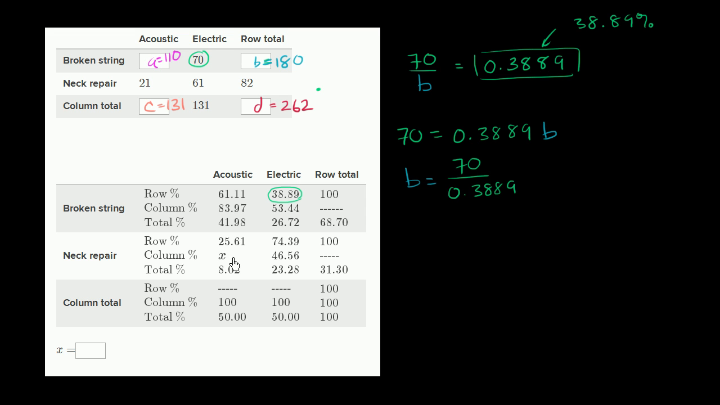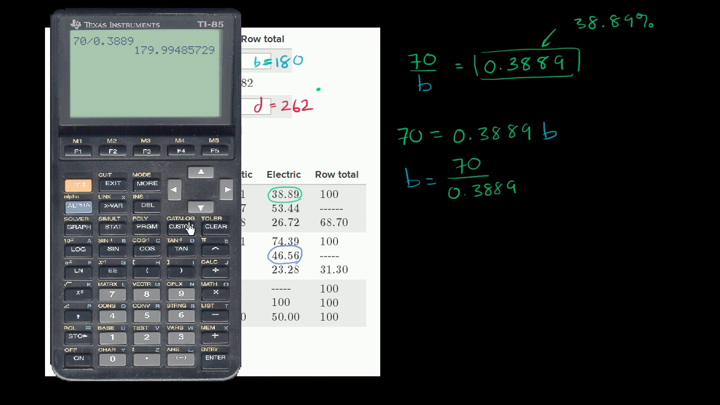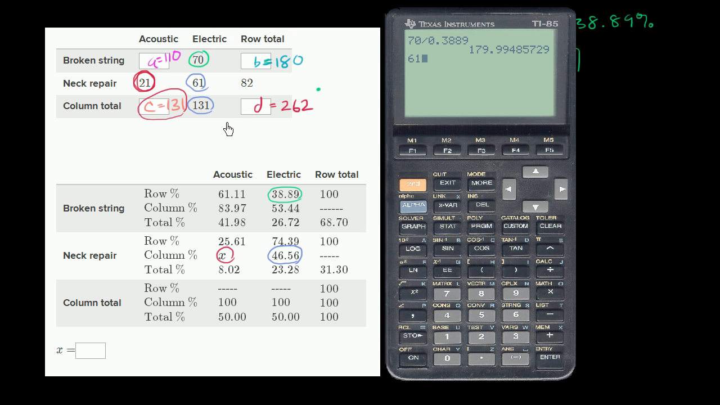x is the percentage. So if we look at the acoustic neck repair column percentage, acoustic neck repair right over here, it's the percentage of the column. So we want to say what percentage 21 is of 131. So x, if I'm thinking about this right, is going to be 21 divided by 131. And we can confirm that we're reading it right because 61 divided by 131 needs to be equal to this column percentage. So let's just verify that we're reading this chart correctly. 61 divided by 131 is equal to 46.56%, which is exactly what we have there. So to get x, we just divide 21 by 131.